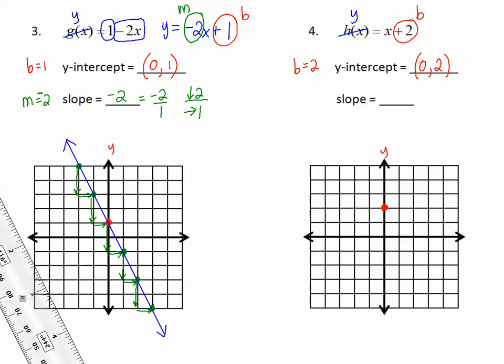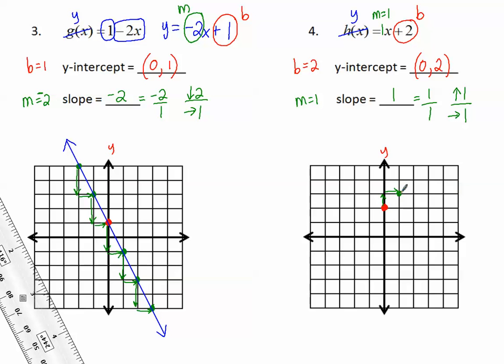Move with m. I don't see an m, but when it's just x, how many x's are there? 1. This is 1x. The m is 1, so the slope is 1. And when I have a whole number, the denominator is 1. So I'm moving up 1 and then right 1. In the y direction 1 and then in the x direction 1.